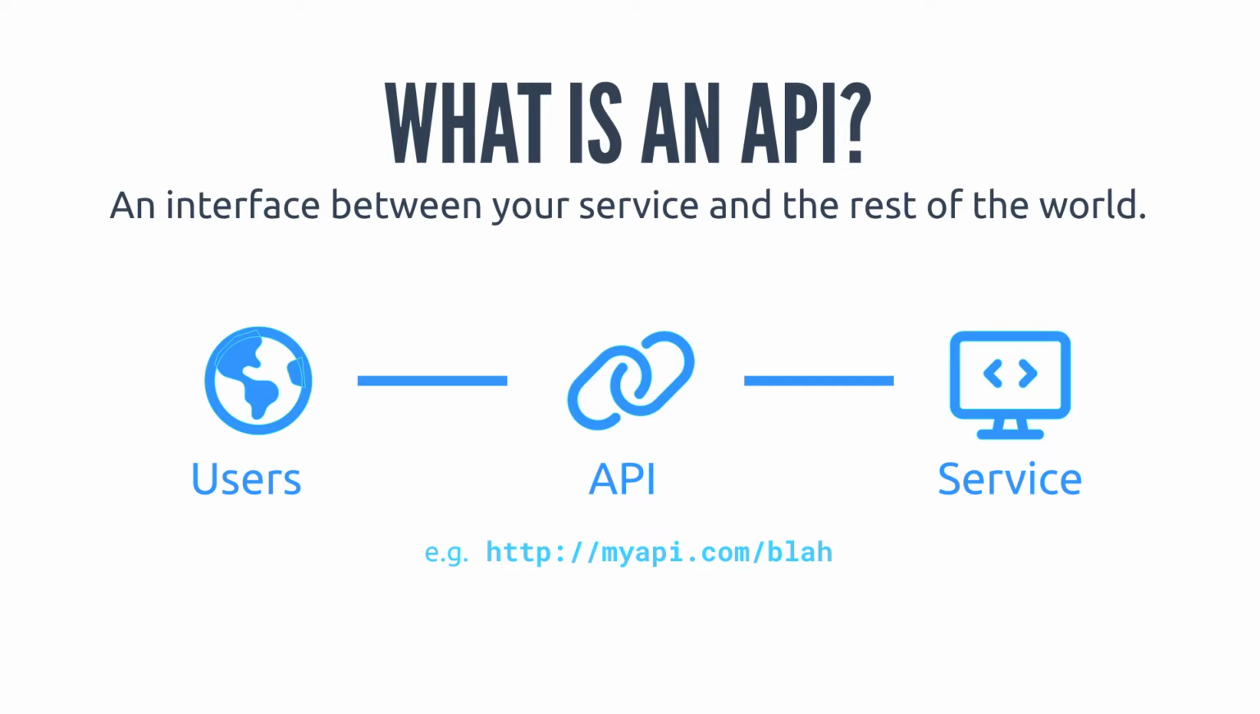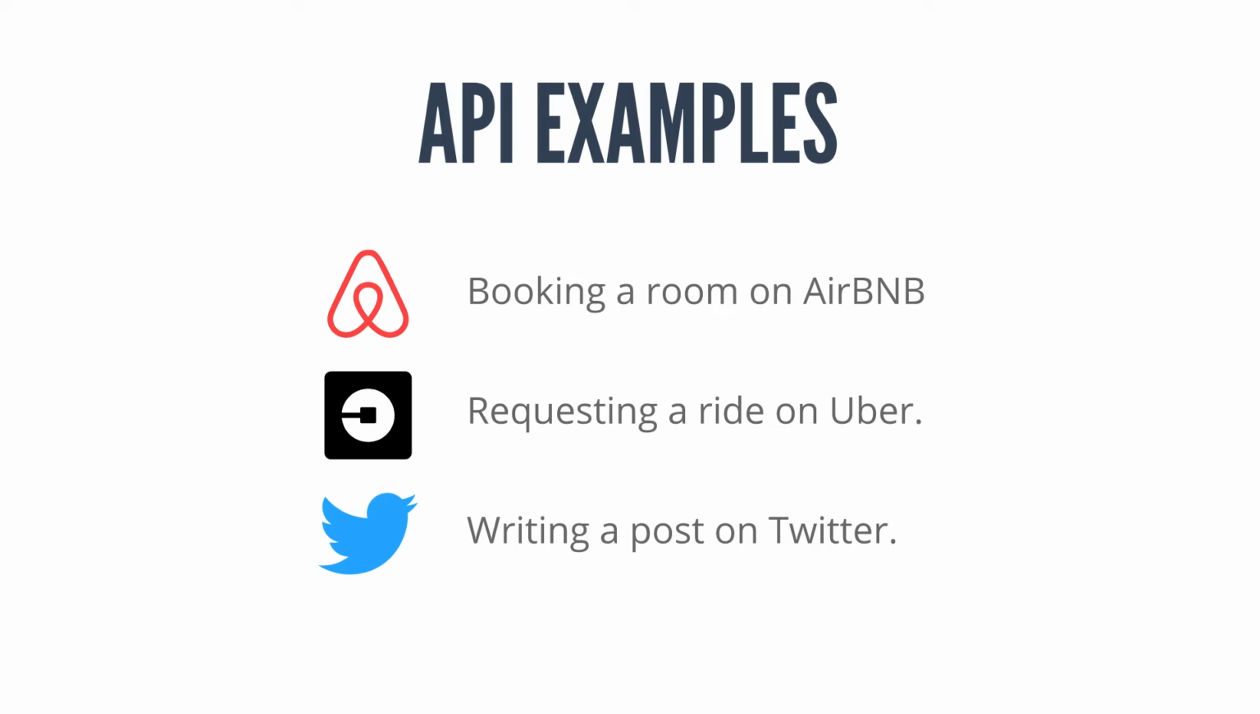If you don't know what an API is, then you can think of them as an HTTP endpoint that acts as the interface between your service, whatever that may be, and the rest of the world. APIs are pretty much the backbone of most internet services these days. You really can't go far without running into one. For instance, something like booking a room in Airbnb, requesting a ride from Uber, or writing a post on Twitter are all examples of an API in action.